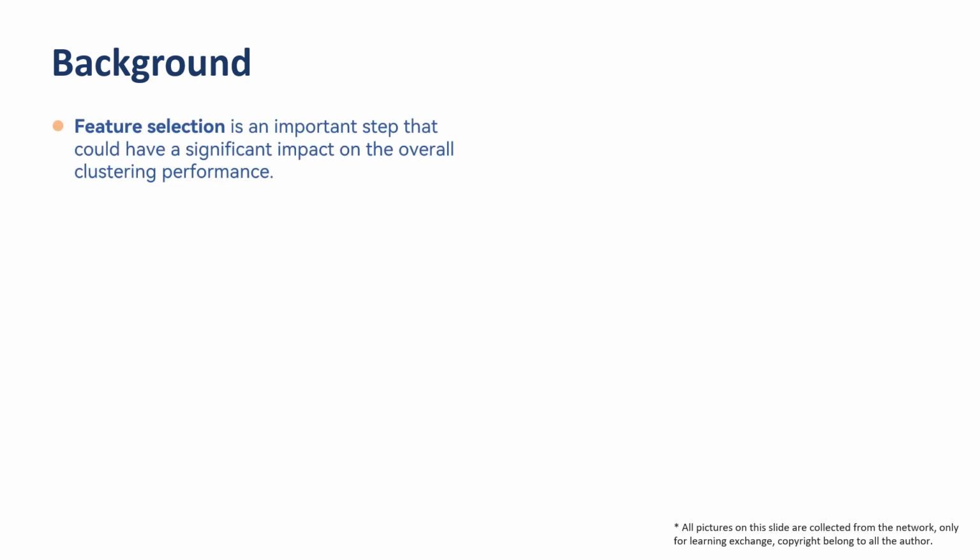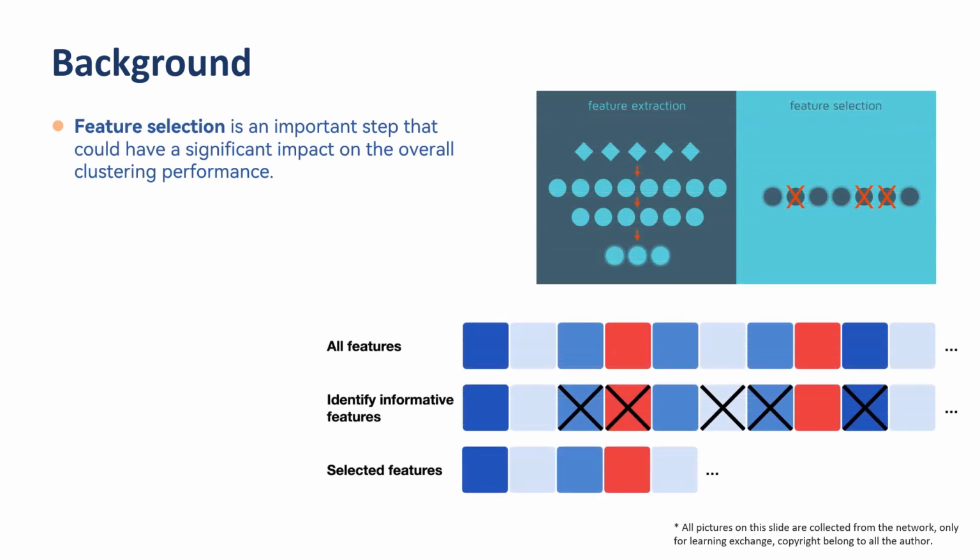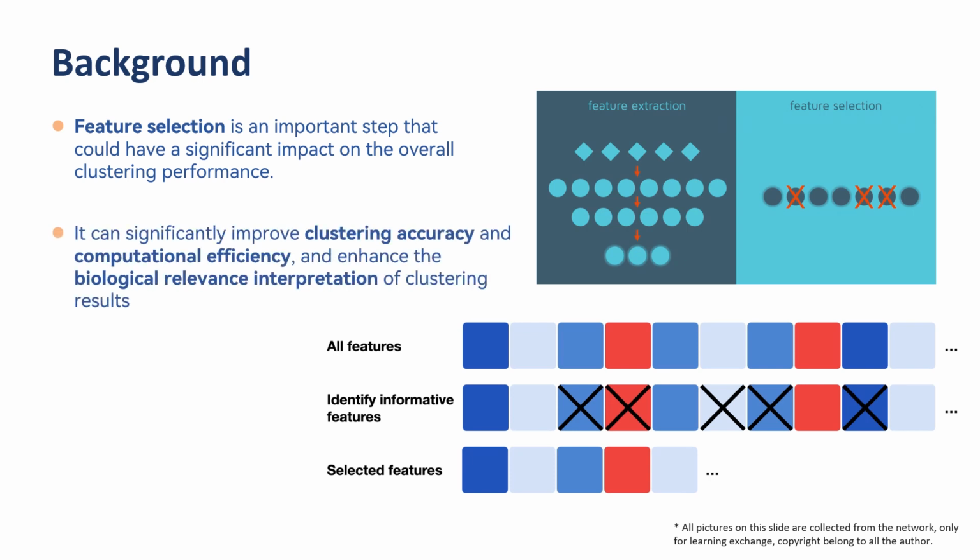Many factors in these steps affect the clustering performance. Among them, feature selection is an important step that could have a significant impact on the overall clustering performance. Compared to feature extraction, selecting the most discriminative genes can significantly improve the accuracy and computational efficiency and enhance the biological relevance interpretation of clustering results.